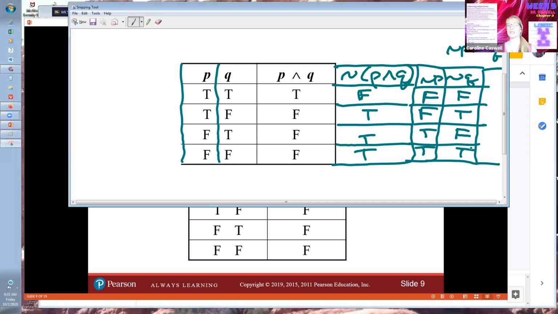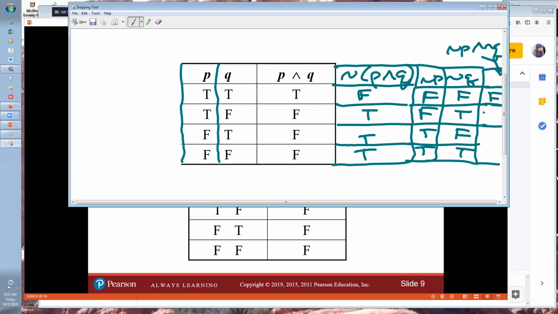Now let's take a look. So we're doing the and of the two of them now. That's what this statement is right here. False, false becomes, with an and, false. False, true becomes false. True, false becomes false, and true, true becomes true. Right. Now let's take a look.